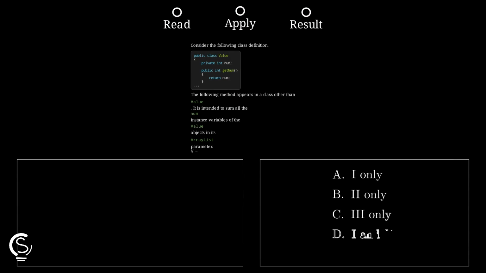First, look at segment 1. It uses a standard for loop with an index variable to traverse the list. Calling getNum on each object correctly adds every value to our total.